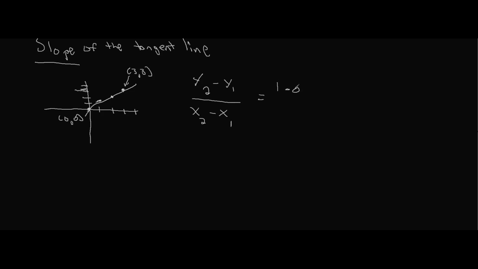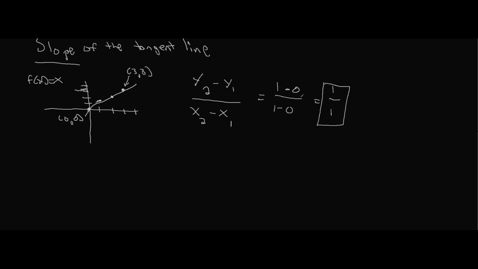So 1 minus 0 and 1 minus 0. Basically, y2 is 1 and y1 is 0. x2 is 1 and x1 is 0, because we have the point 1, 1 minus 0, 0. 1 minus 0 equals 1, and 1 minus 0 also equals 1. And so this is the slope right here. The slope is 1. And so the function here is f of x equals x.